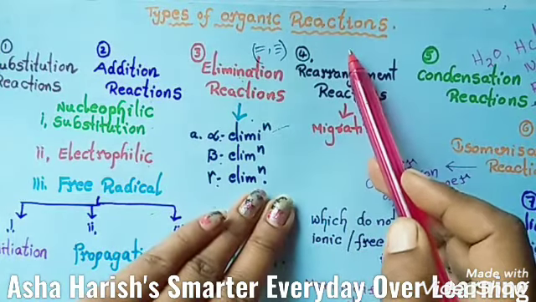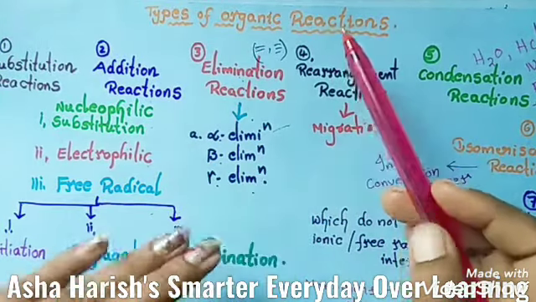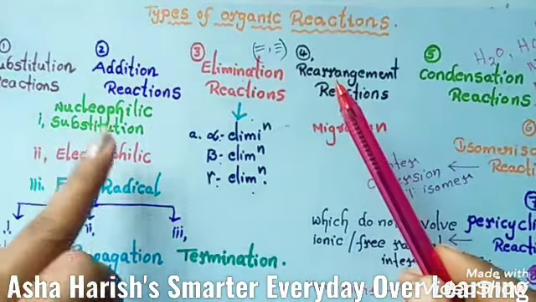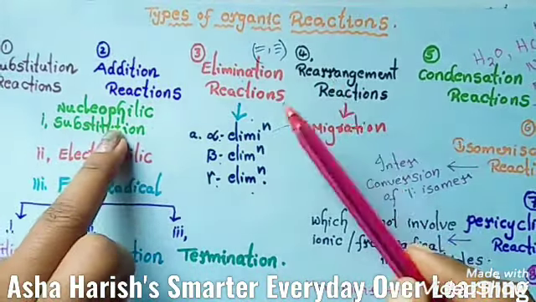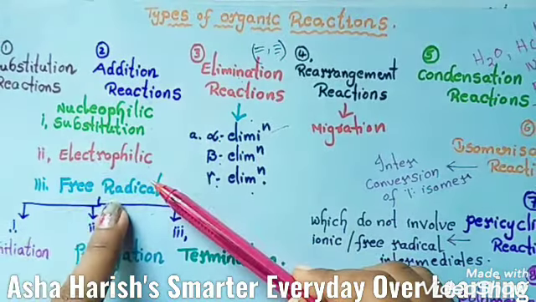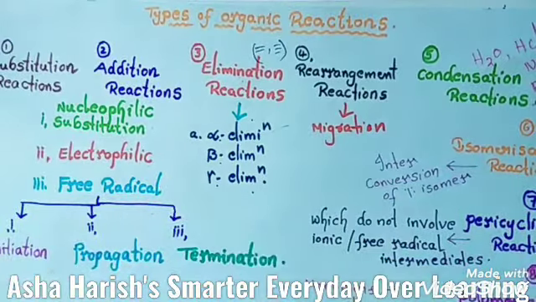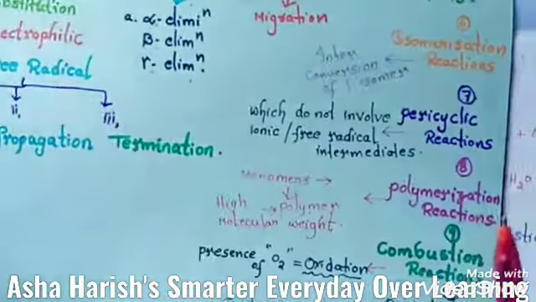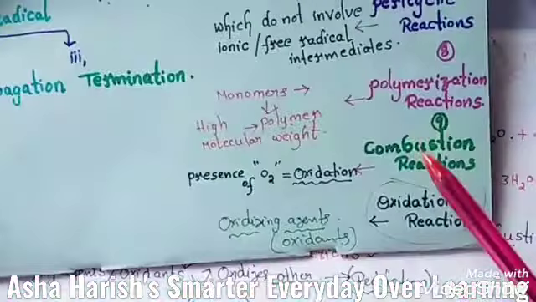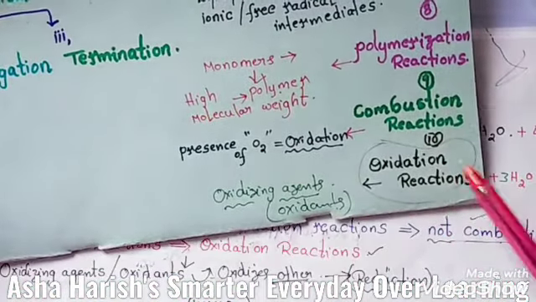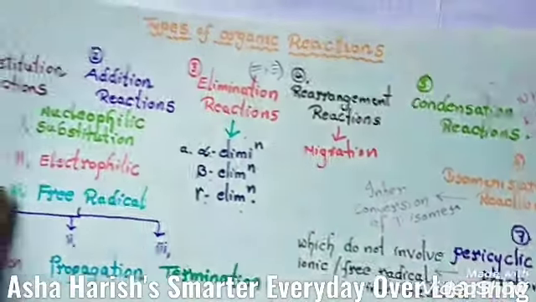In our previous class, we studied substitution reactions: electrophilic substitution, nucleophilic substitution, and free radical substitution, which were completed, right? And what about the last type? Here you can see the combustion reactions and oxidation reactions also. In yesterday's session I had completed them.